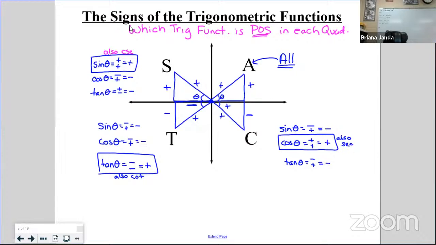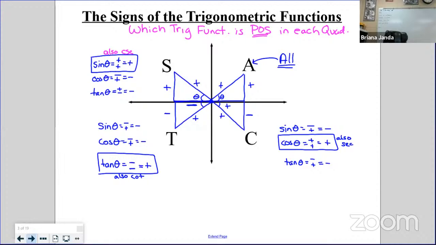Okay, so that's where we start. I draw my angle. I say, okay, it fell into whatever quadrant. Based on all students take calc, is my answer based on this trig function positive or negative? And now we know. Okay. Questions so far?